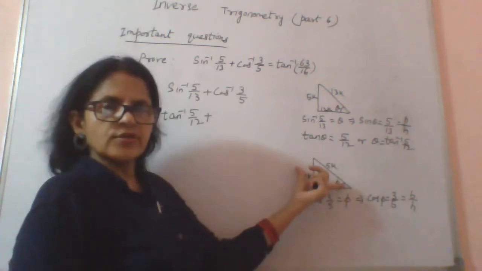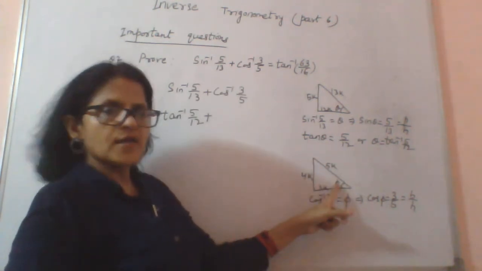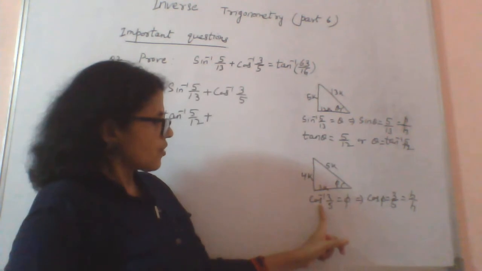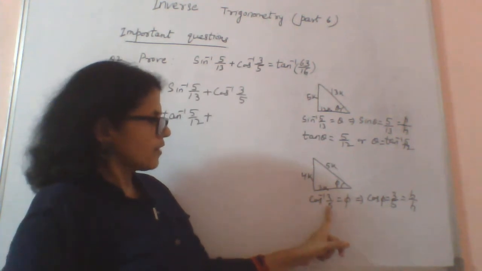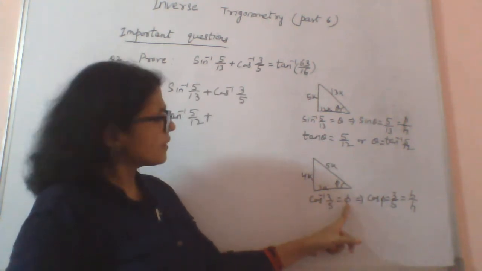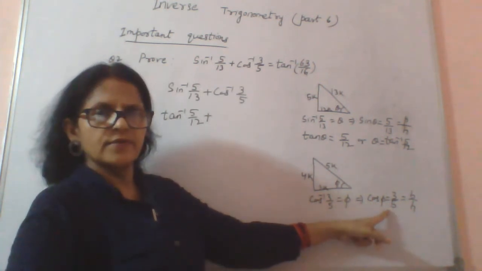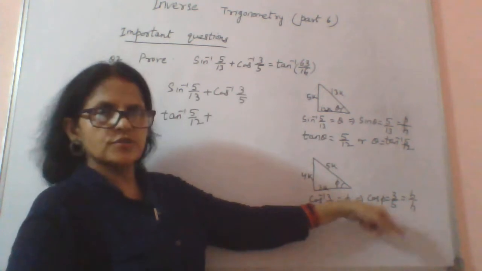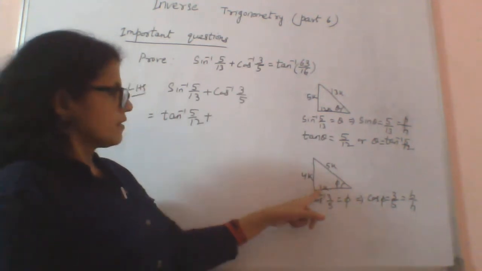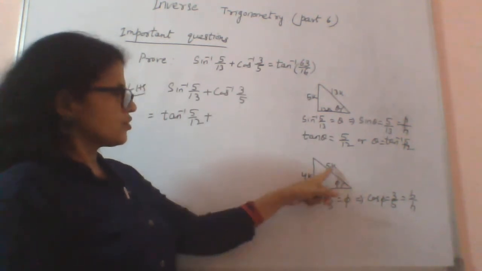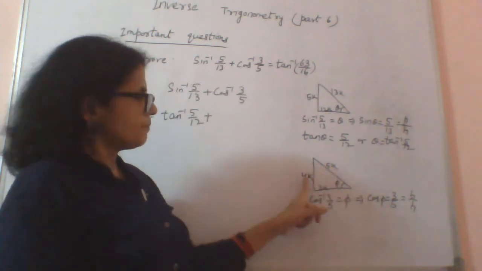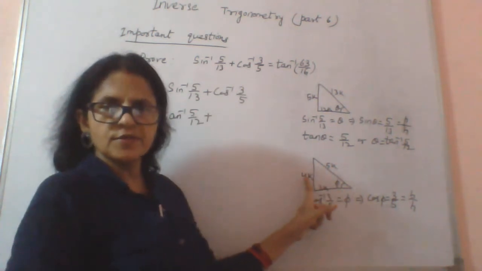So take another triangle here. Let this angle be phi. So cos inverse 3 by 5 equal to phi. So it means cos phi equal to 3 by 5. It means b by h. Okay, so b is 3k, h is 5k. So p is 4k, Pythagoras triplet.